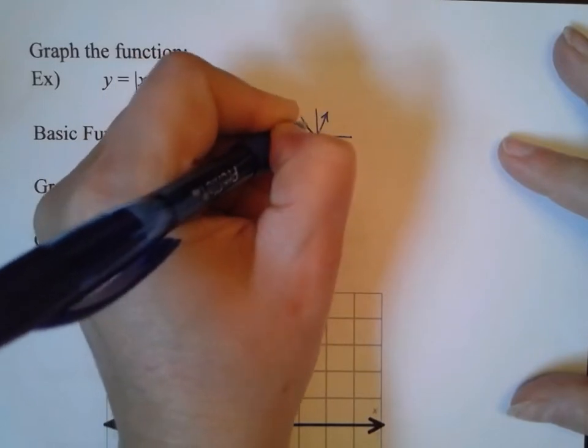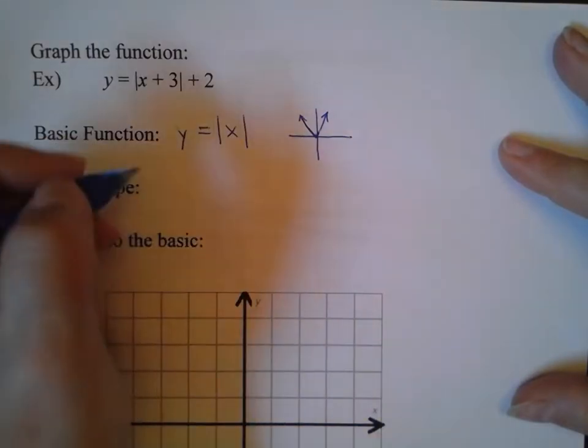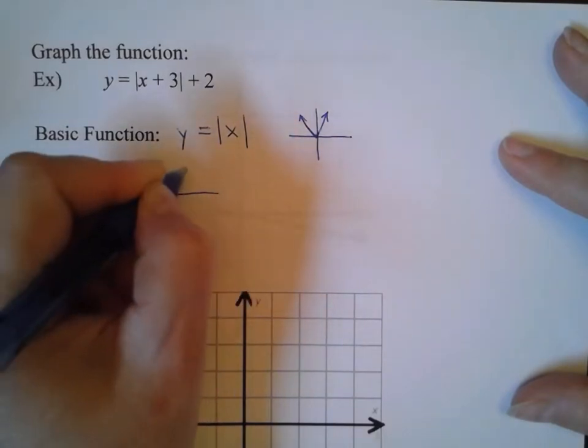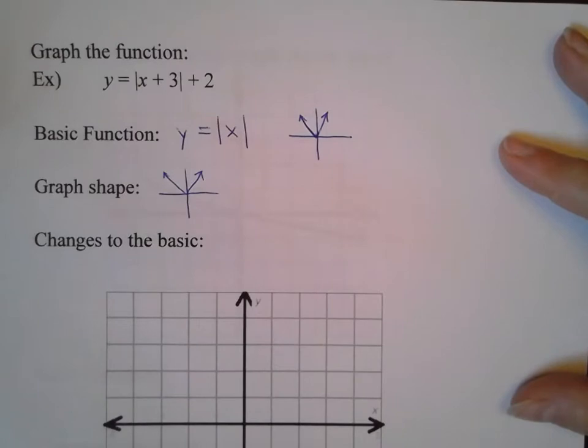It's the V shape. I didn't draw that one very good, but it's a V and it's supposed to be symmetric. Actually, I should have put that right here, but that's fine. And then we don't have the basic equation or function here. We have some changes that are made. So what kind of changes are going to be made visually to the graph?